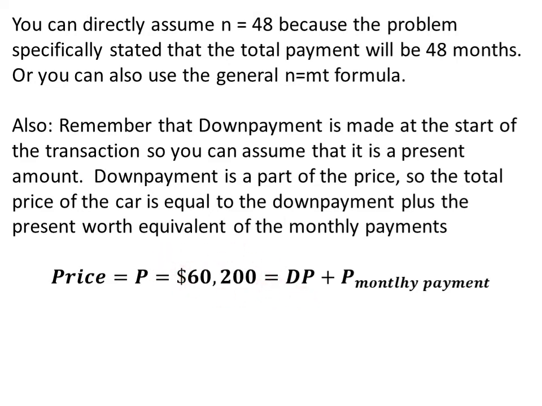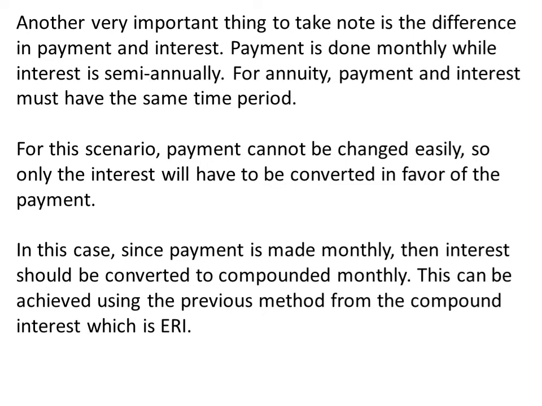Okay, another one. This is also very important for annuity. Another very important thing to take note of is the difference in payment and interest. Now, payment is done monthly. So remember, for this problem, you have to pay 48 equal payments in 48 months. While interest is semi-annual. The interest here for this problem is 2% compounded semi-annually.